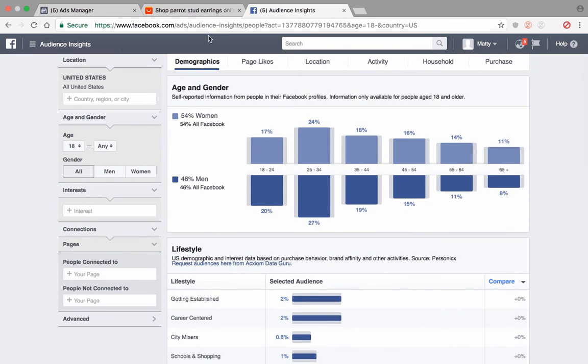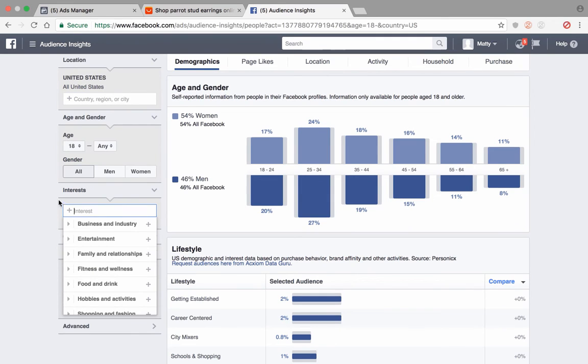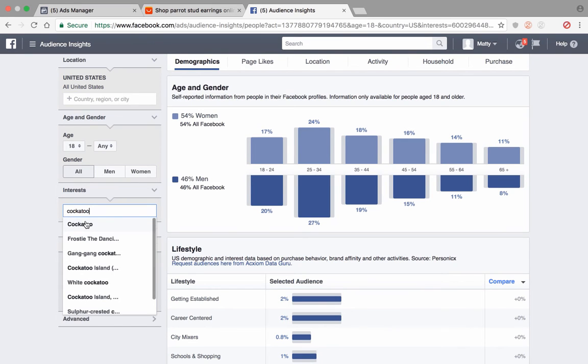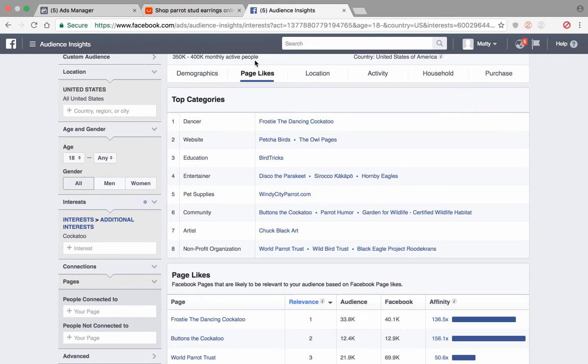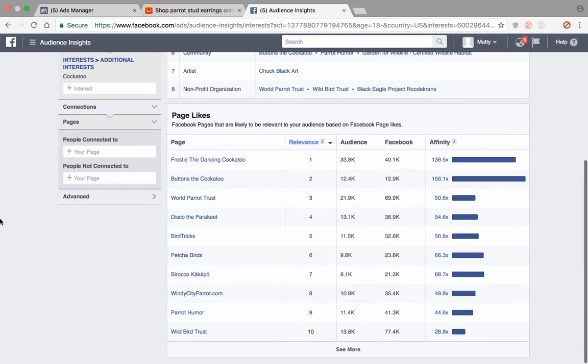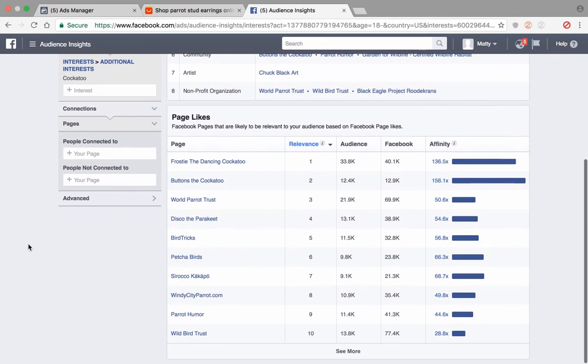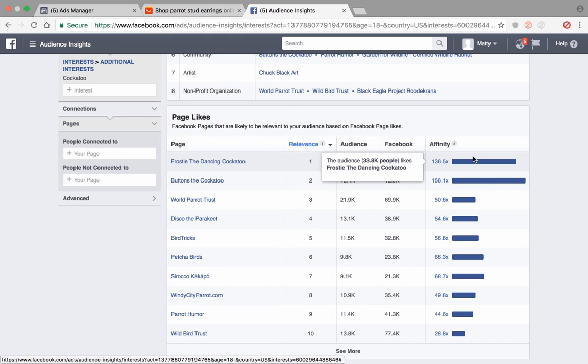It's called Audience Insights. It's free by Facebook. It's going to be in your ad manager. Go across to your interests section and type in, again, let's type in cockatoo. All right. And if you click on page likes, a pretty cool thing we can see is all these other pages that are kind of interlinked with each other. The same audience that likes cockatoo are also pretty connected to these Facebook pages. So the higher the affinity, generally the more targeted it is.